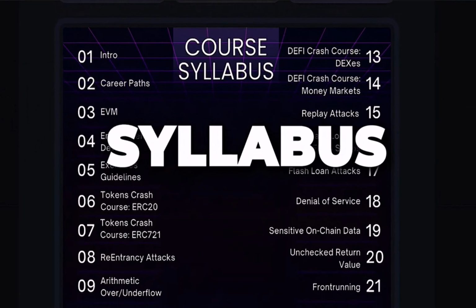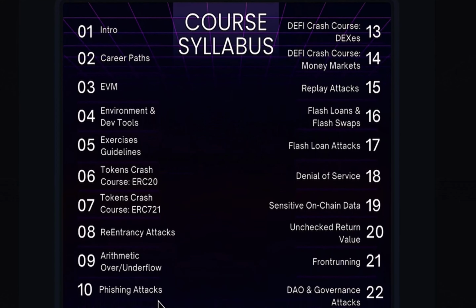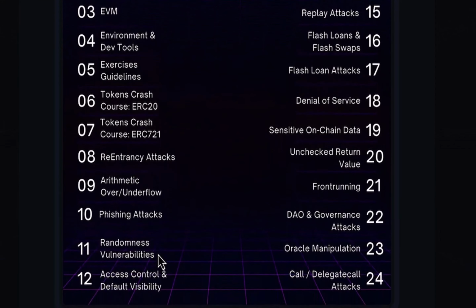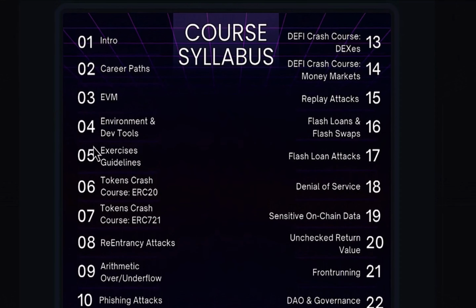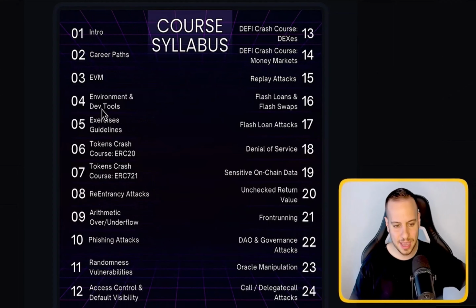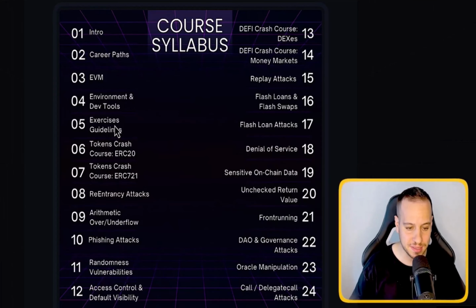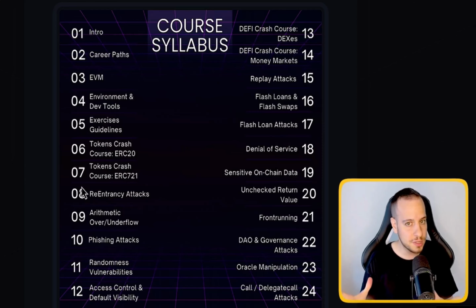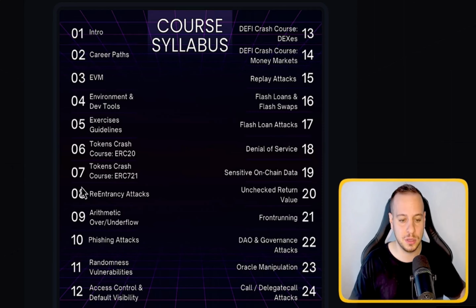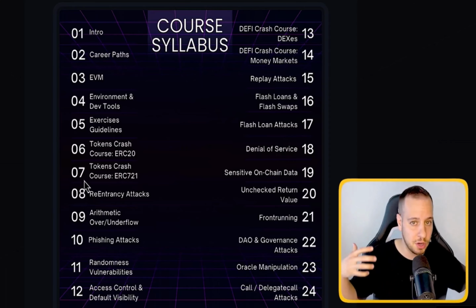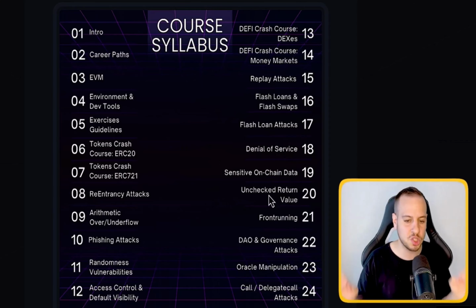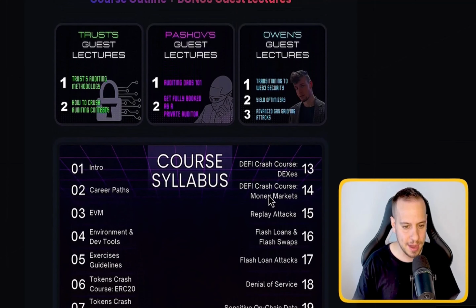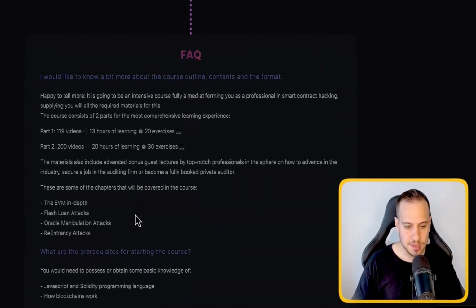And this is the course outline. You can see that the syllabus is packed with valuable content. Everything is covered from the beginning to the end. If it's EVM, dev tools, exercises, guidelines, we're gonna go through some token crash course and DeFi crash course so you can really master those most used standards and protocols. And we're gonna cover so many attack vectors. And also the guest lectures are gonna be awesome and add more value on top of the course syllabus.